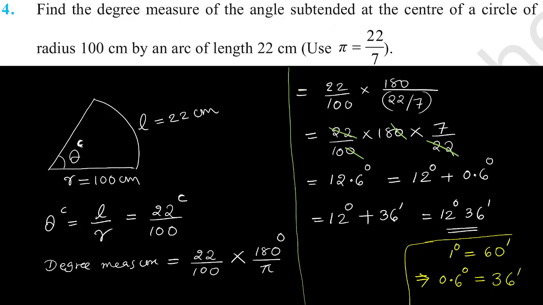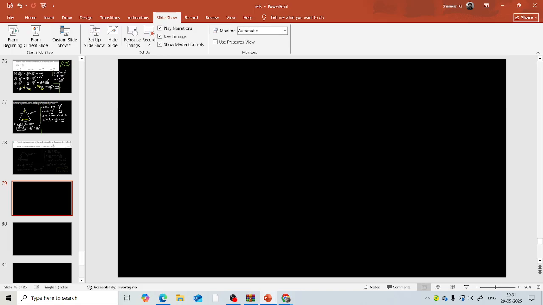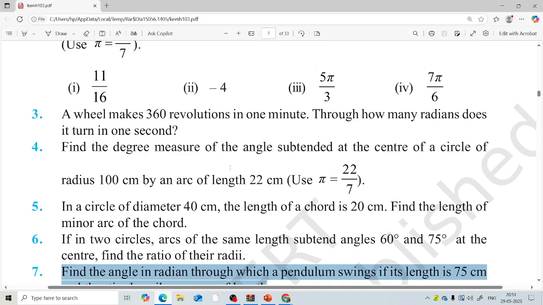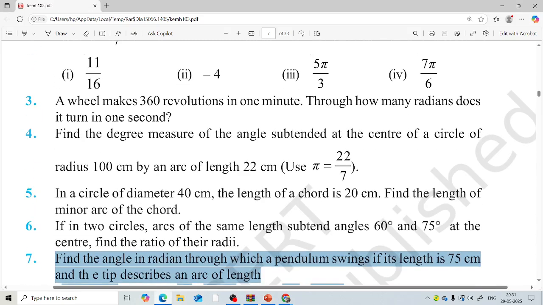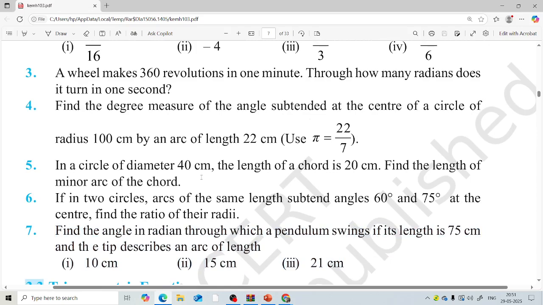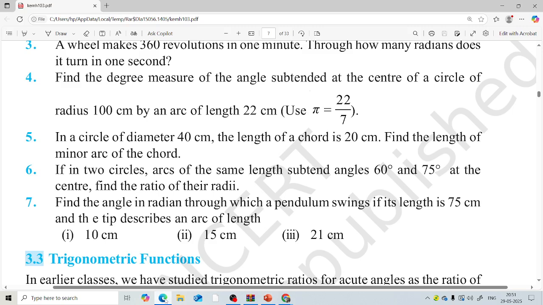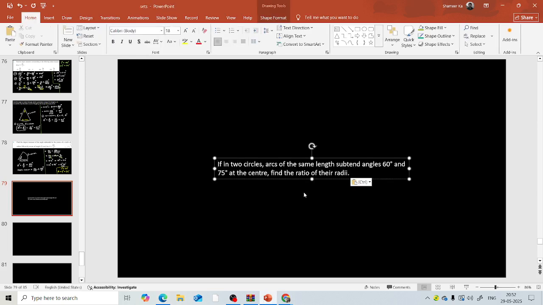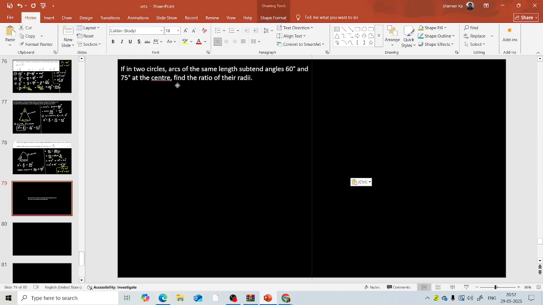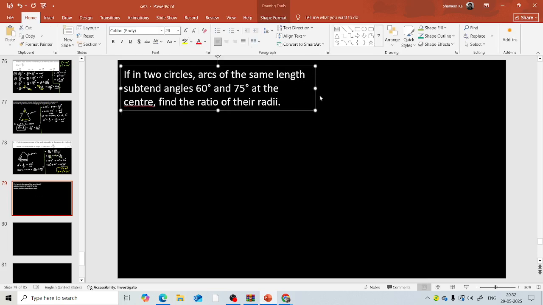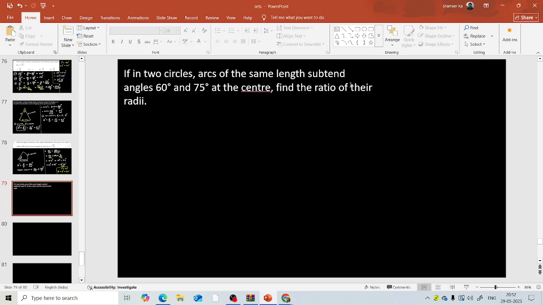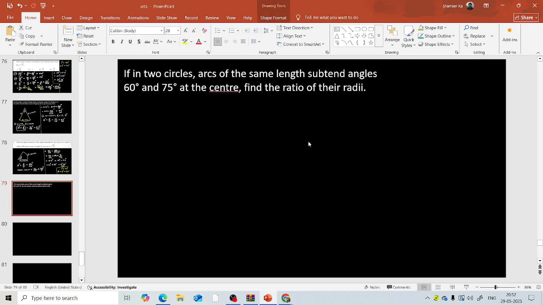Okay, this one finished. Only selected problems. I'm not planning to discuss all the questions. The fourth one I discussed, then let me discuss the sixth one. Okay, this one. This is the sixth question. Look at this question.